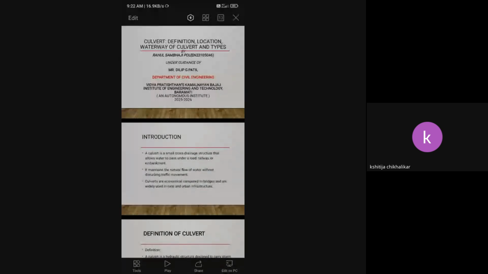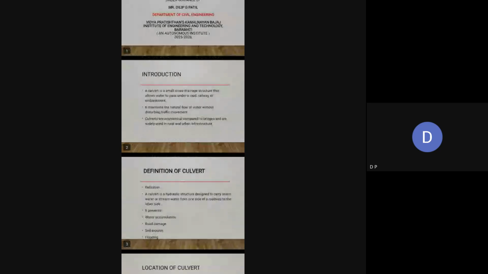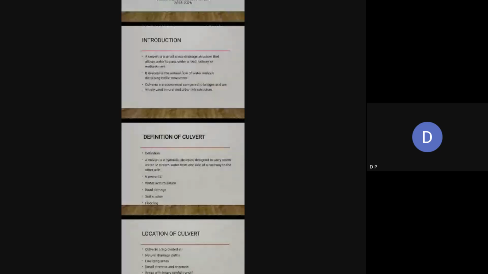So, sir, the topic I chose is culvert. Basically, a culvert is a small cross drainage structure that allows water to pass under a road, railway, or embankment. It maintains the natural flow of water without disturbing traffic movement. It prevents water accumulation, road damage, soil erosion, and flooding in various areas.